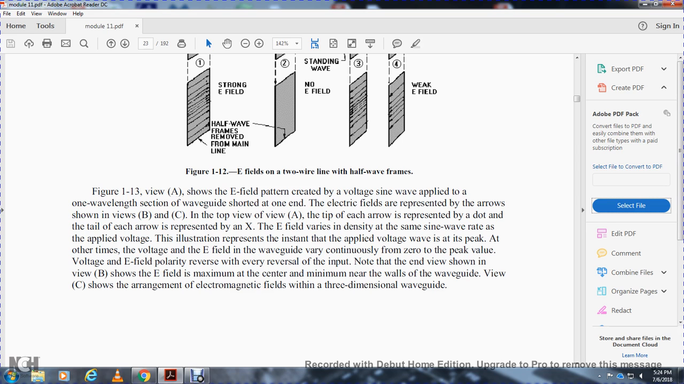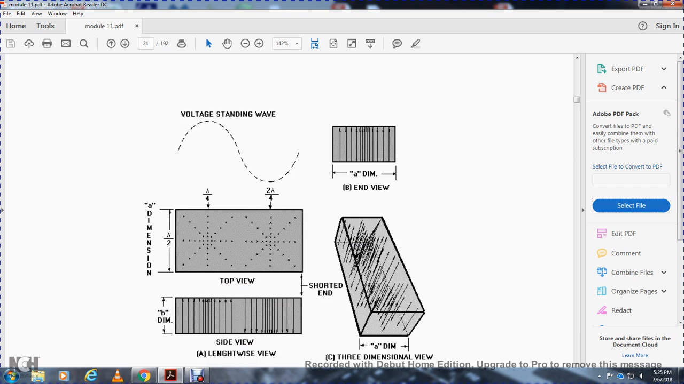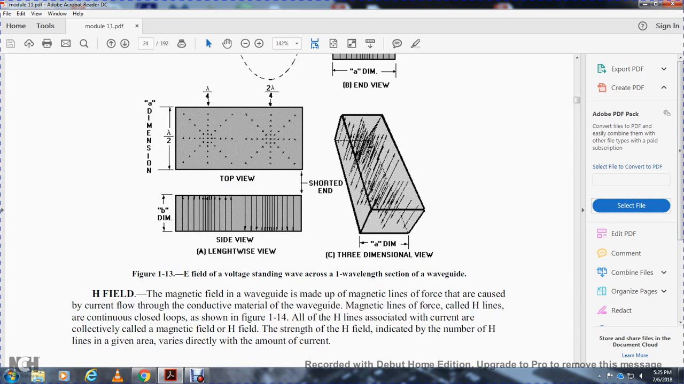At other times, the electric field in the waveguide varies continuously from zero to peak value of the voltage. The electric field polarity reverses with every reversal of the input. Note that the end view, view B, shows the electric field with maximum at the center and minimum near the wall of the waveguide. View C shows the arrangement of the electromagnetic field in the three-dimensional waveguide.